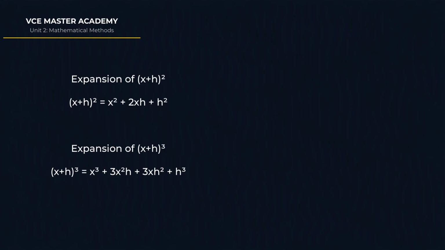Now write x with its powers counting down, 3, 2, 1, 0, and h with its powers counting up, 0, 1, 2, 3. That gives x cubed plus 3x squared h plus 3xh squared plus h cubed. Say those two out loud a few times. They'll show up in nearly every first principles question you ever do.